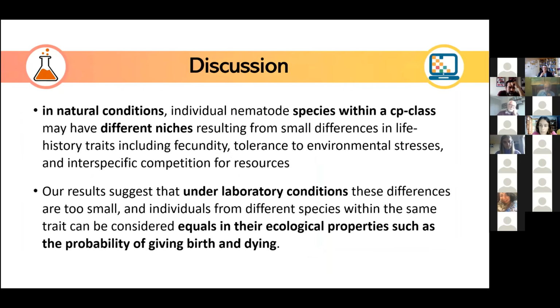So we can make some considerations about natural conditions. Nematode species within the same CP class may have different niches, resulting from small differences in life history traits, including fecundity, tolerance to environmental stress, and interspecific competition for resources. But our results suggest that under laboratory conditions, these differences are too small, and individuals from different species within the same trait can be considered equal in their ecological properties, such as their probability of giving birth and dying.